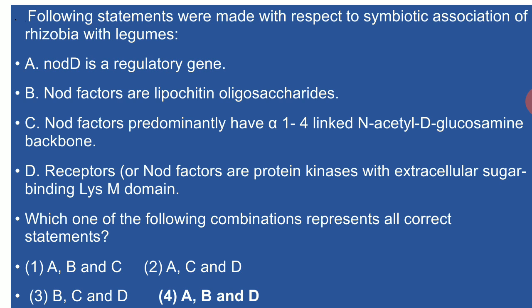Again, next question. The following statements were made with respect to the symbiotic association of rhizobia with legume. Nod D is a regulatory gene. Nod factors are lipochitin oligosaccharides. Nod factors predominantly have an alpha 1,4 linked N-acetyl D-glucosamine backbone. So it is incorrect. Nod factor does not have alpha; it has beta 1,4 linked. The receptors have the lysin domain, correct. So the answer should be the fourth. A, B and D are correct. C is incorrect.